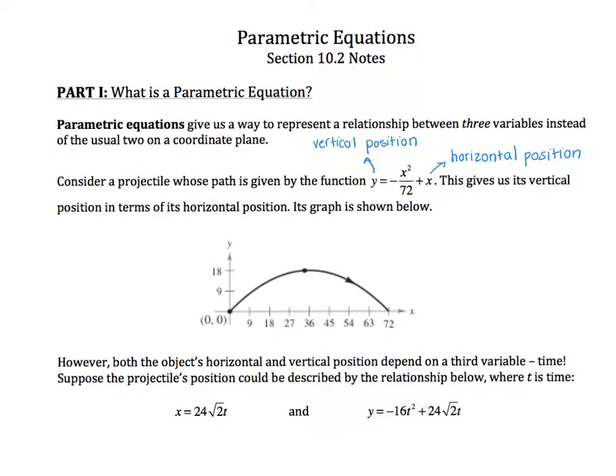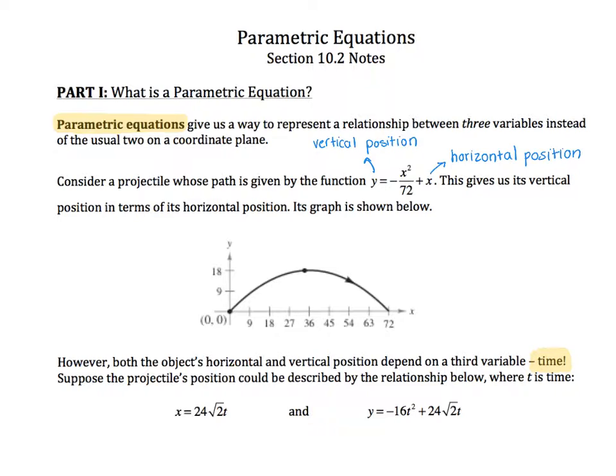However, both of those components of its position, horizontal and vertical, depend on yet a third variable, which is time. And so how do we bring this third variable into play and show that each of these three components are related: time, horizontal position, and vertical position? Well, the answer is parametric equations. Parametric equations give us a way to describe a relationship between three variables instead of two. And the thing that's nice about it is that it lets us do it on a two-dimensional coordinate plane, because let's face it, that's where we do most of the math.